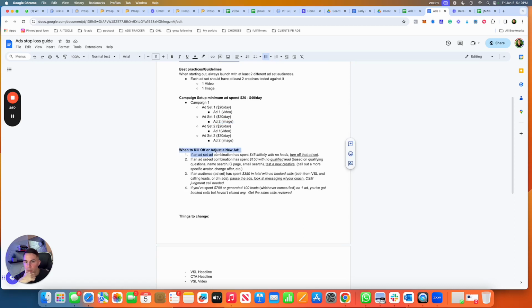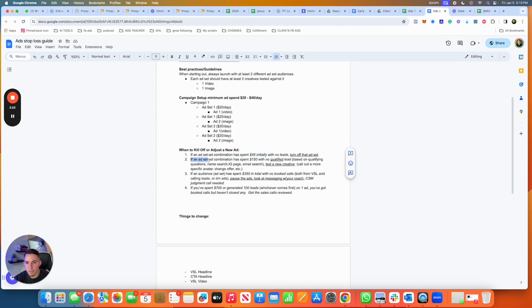Now, really important is knowing when to kill off or adjust a new ad. So number one, if an ad set combination has spent $45 initially with no leads, immediately turn off that ad set. When you're looking at your ads campaign and you see that you spent $45 and you have no leads, that's an immediate red flag. We want to turn that bad boy off so we don't throw money down the drain. The reason for that is if your cost per lead is over even $20, it's probably not going to be a good ad.